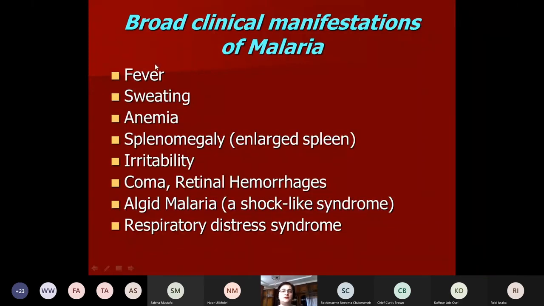The main clinical manifestations of malaria: fever, sweating, anemia. Sure, there will be splenomegaly, an enlarged spleen, because exactly in the spleen all these infected erythrocytes are destroyed. Also irritability, and coma, which can be malarial coma, retinal hemorrhage, algid malaria, shock-like syndrome, and respiratory distress syndrome.